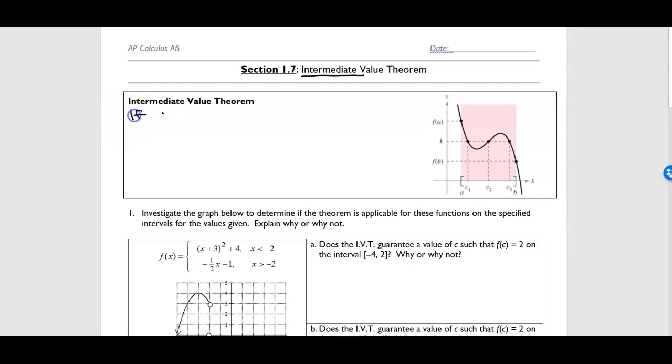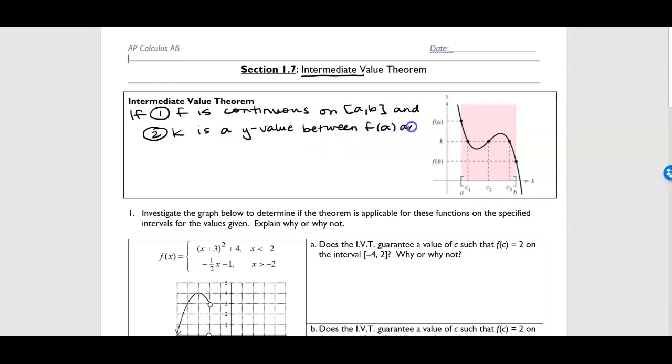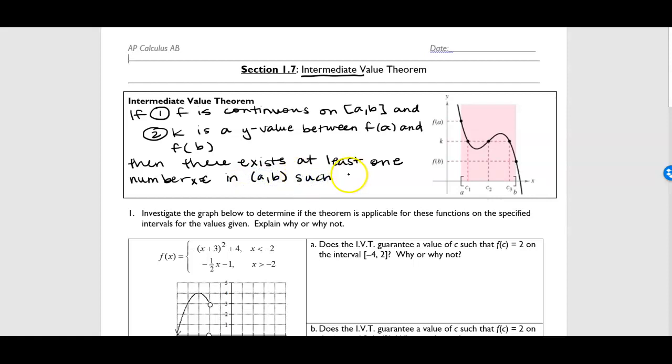So if, number one, f is continuous on the closed interval a to b, and number two, k is a y value between f of a and f of b, then there exists at least one number c, x equals c, in the open interval a to b such that f of c equals k.